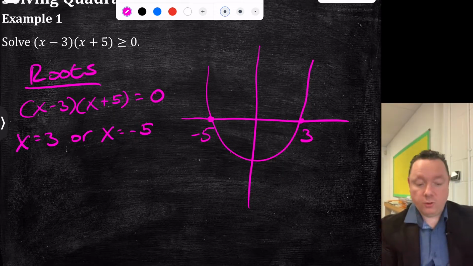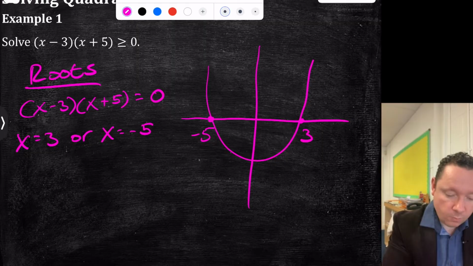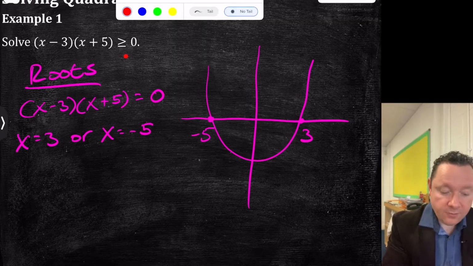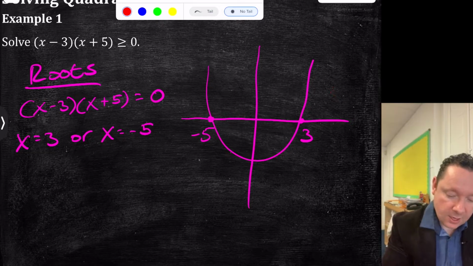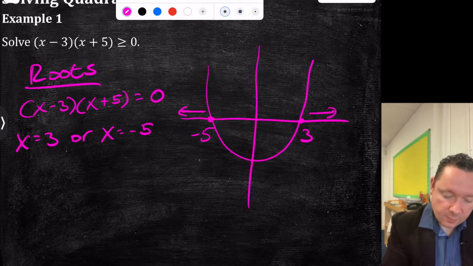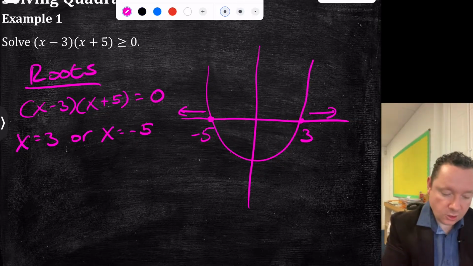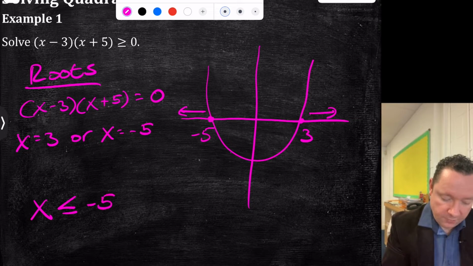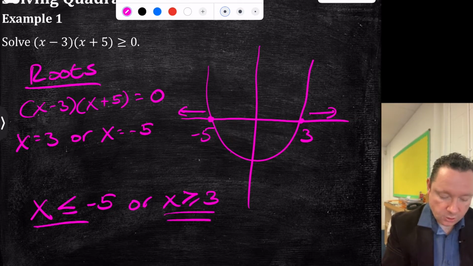And then just to solve our quadratic inequality, we go back to the original question, which said greater than or equal to 0, so I'm thinking about it being above the x-axis. Well, this quadratic is above the x-axis on that side and that side, because in between it's below the x-axis. So I can just write down that x is less than or equal to minus 5, or x is greater than or equal to 3, and that's our two solutions.